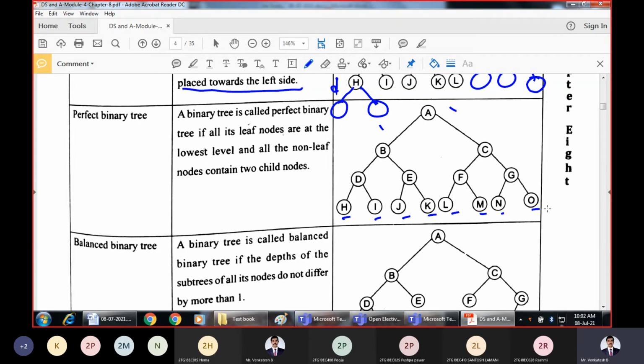And what are the non-leaf nodes? All these nodes are called non-leaf nodes. What are the non-leaf nodes in this tree? A, B, C, D, E, F, G are all non-leaf nodes. And the non-leaf nodes each contain two children. At any given time, they will contain a maximum of two children. So then it is called a perfect binary tree. Perfect means every internal node, every non-leaf node, has two children. As you can see, it takes the shape of an exact triangle. So then it becomes a perfect binary tree.